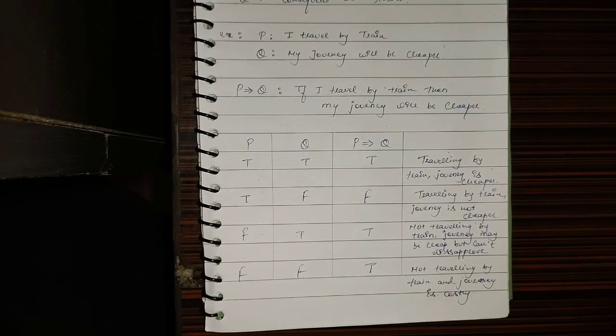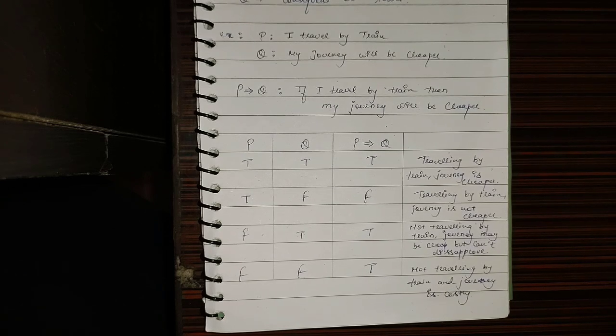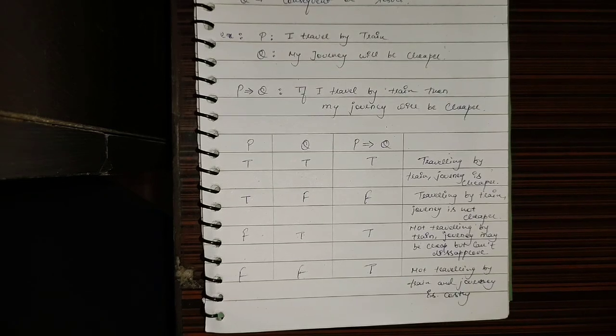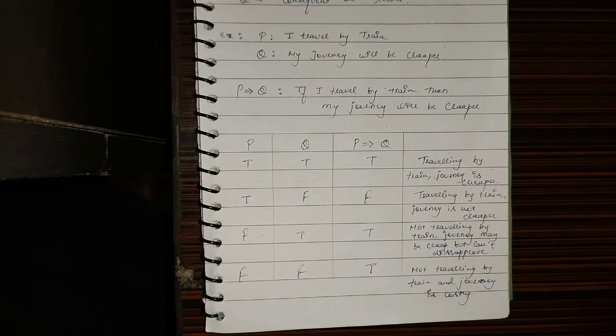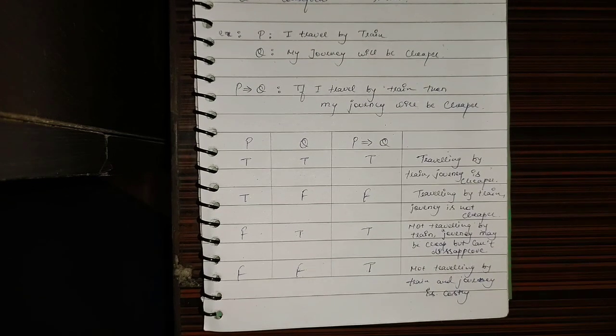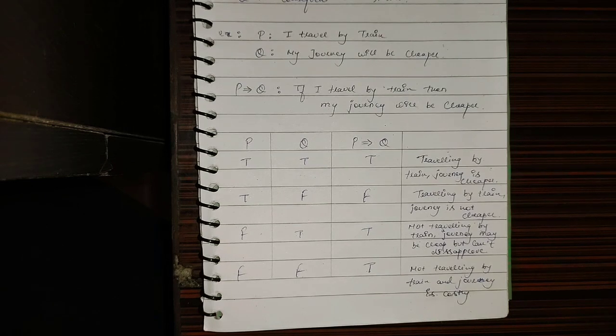If we word this statement, it would be like: I did not travel by train, but my journey would have been cheaper. Here it is like we are talking in retrospect, where the prior possibility didn't happen, but the conclusion that we were expecting is bound to happen. So we did not travel by train.